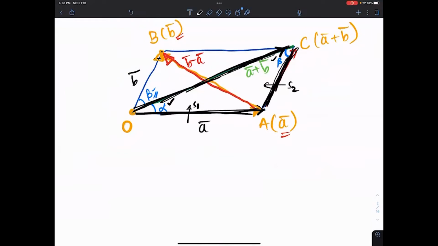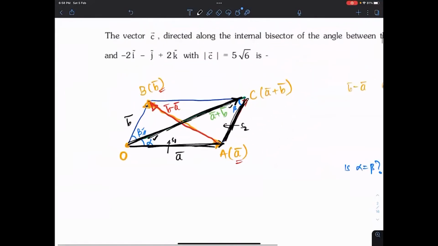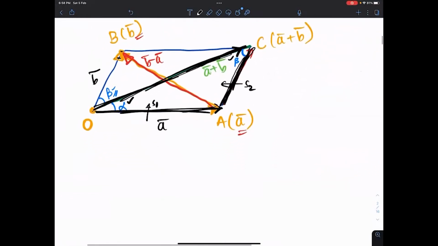Simple. Okay. So I said parallelogram. In a parallelogram, adjacent sides need not be equal. No? So if OA is not equal to AC, adjacent sides, then alpha will not be equal to beta. So if OA is equal to AC, then alpha will be equal to beta.